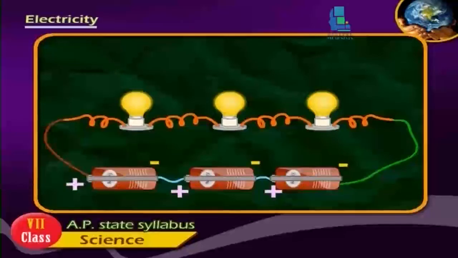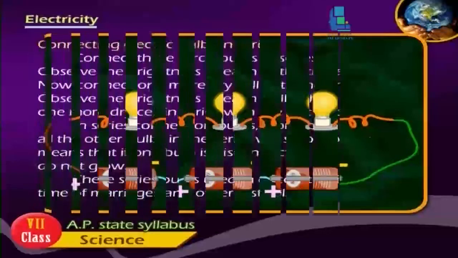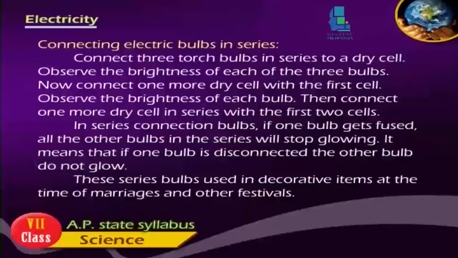In series connection of bulbs, if one bulb gets fused, all the other bulbs in the series will stop glowing. It means that if one bulb is disconnected, the other bulbs do not glow. These series bulbs are used in decorative items at the time of marriages and other festivals.